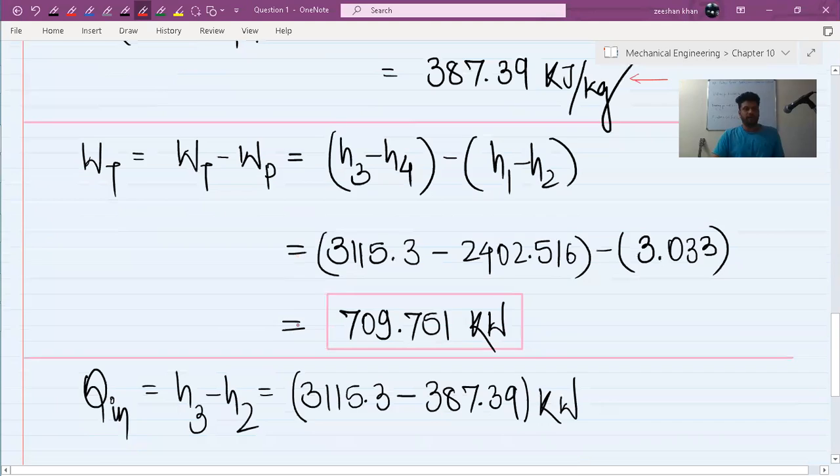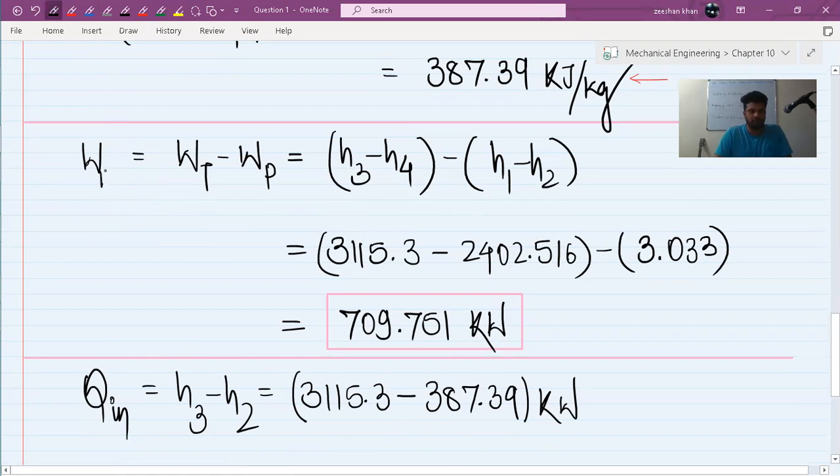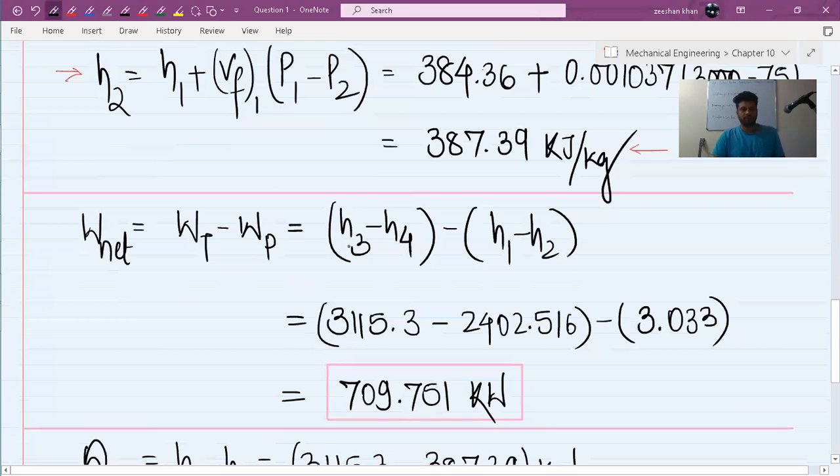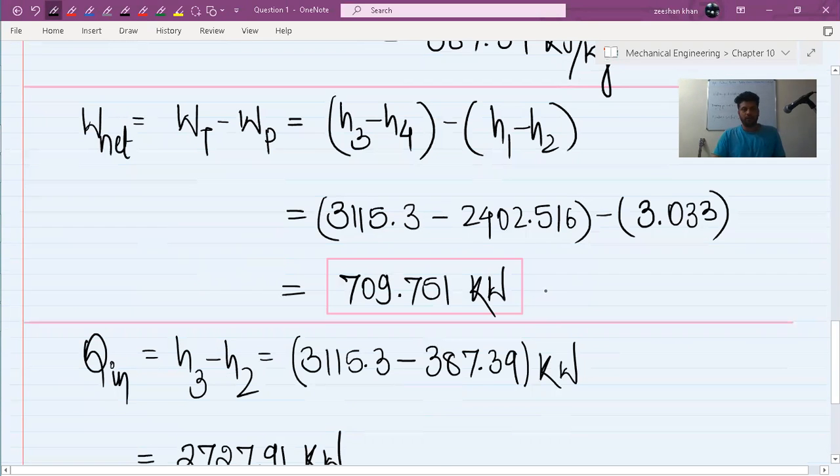And the rest, the turbine work, is what this is supposed to be. This is W net, so turbine work minus pump work. Turbine work is going to be H3 minus H4, and pump work is going to be H1 minus H2. And that's how you calculate the net amount of work done.